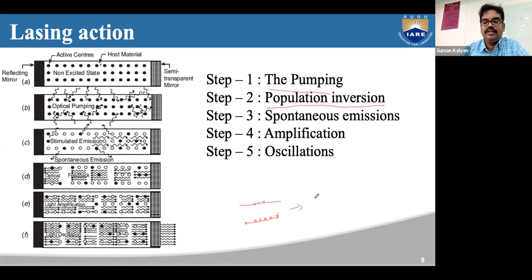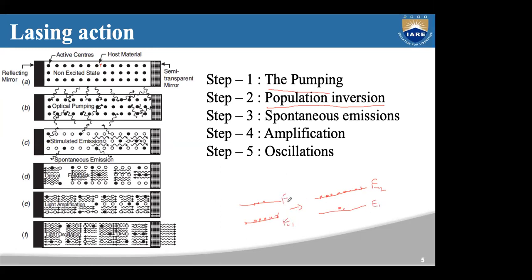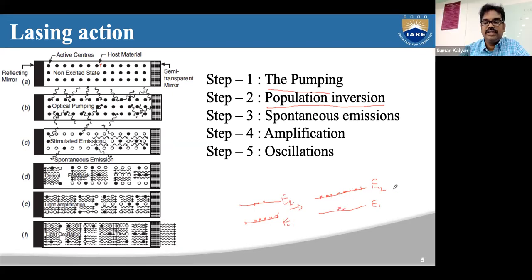After pumping, there will be more atoms in the higher energy state and fewer atoms in the lower energy state. This is what we call population inversion. So here N2 is greater than N1. This can be achieved by using pumping techniques, and we make sure that the higher energy level has a larger lifetime.